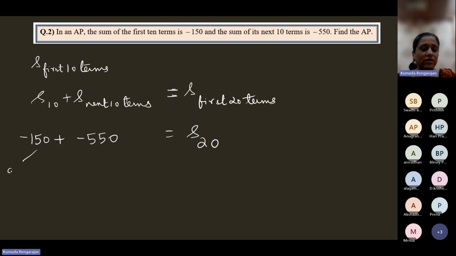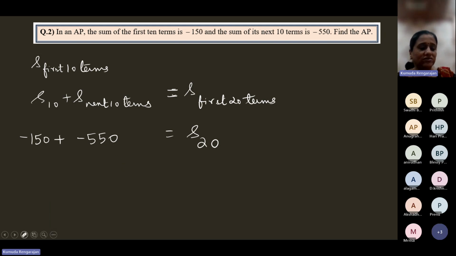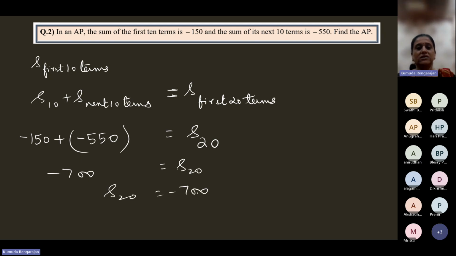Because this is the sum from A1 to A10, and this is the sum from A11 to A20, the next 10 terms. So when you add these two sums, you will get the sum of the first 20 terms, which is S20. So how much is S20? S20 is minus 150 minus 550, which is minus 700. So S20 is equal to minus 700.